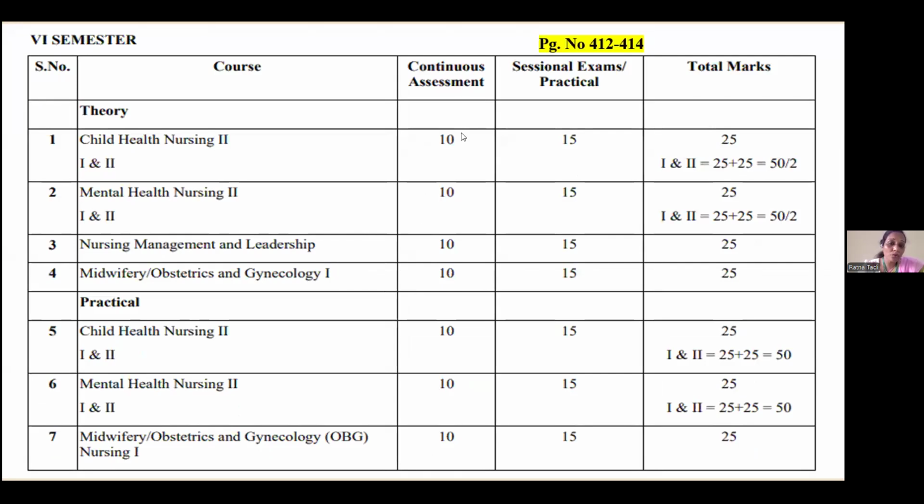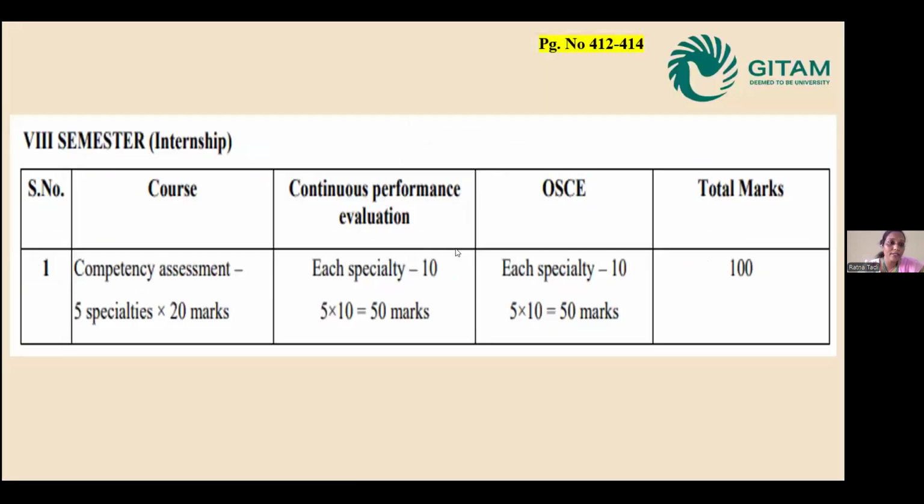We will see how the 10 marks are extracted from students' assignments. In semester 8 there is competency assessment. We have 5 specialties, and each specialty is given 20 marks, so 20 into 5 is 100. Then we have continuous performance evaluation. We can keep some criteria, like attendance, for which some marks can be given.